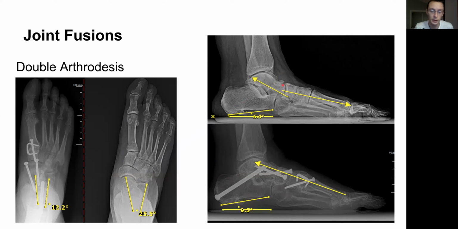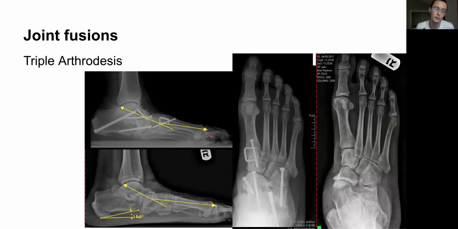So ultimately, this person got what's called a double arthrodesis, where we fused the subtalar joint and the talonavicular joint. And also, I did my standard medial column procedure where I fused that metatarsal cuneiform joint there. I absolutely love that procedure. All right, we'll go to the next one.